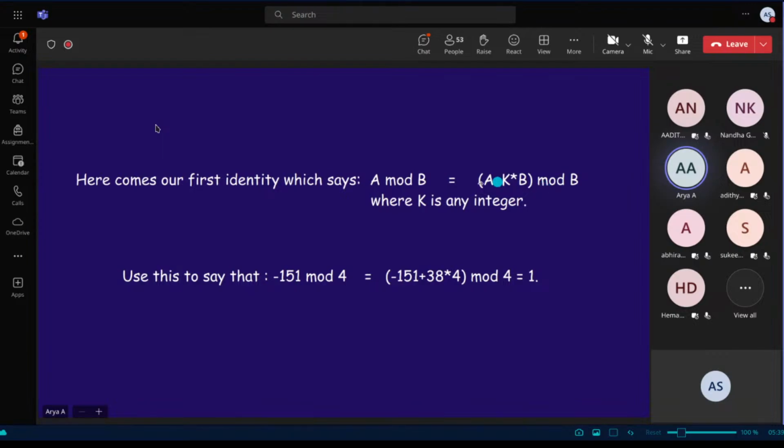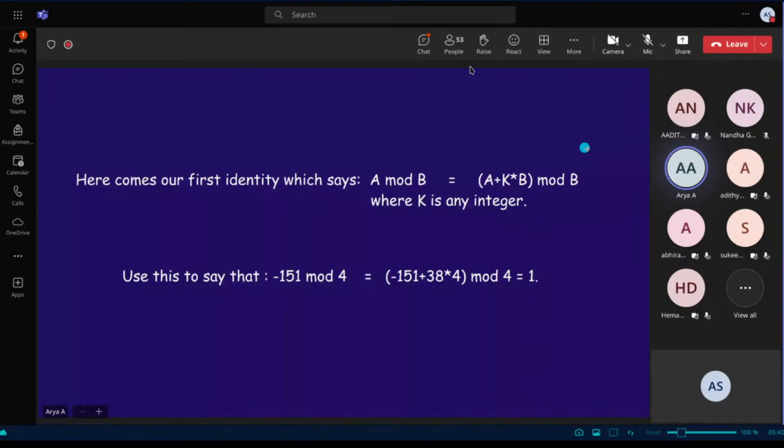What we are trying to say is that when I'm calculating A mod B, it doesn't matter if I add to it any multiple of B itself, because this part does not contribute anything towards the remainder. The remainder for this part is 0. So the remainder produced by this division and this division is the same. That's what this emphasizes.